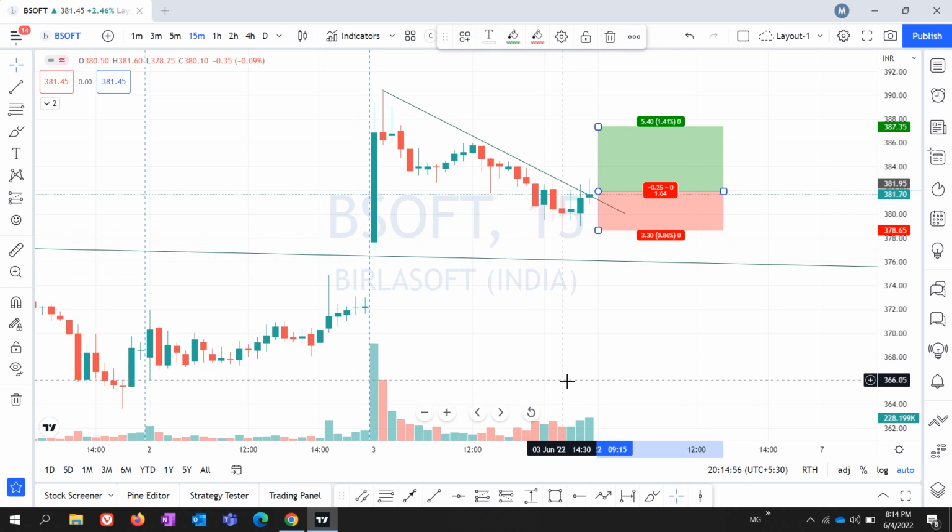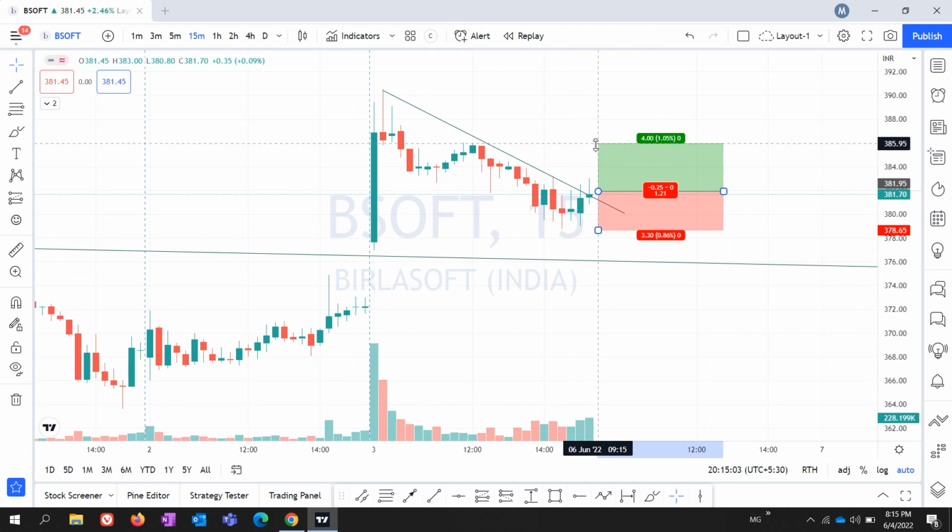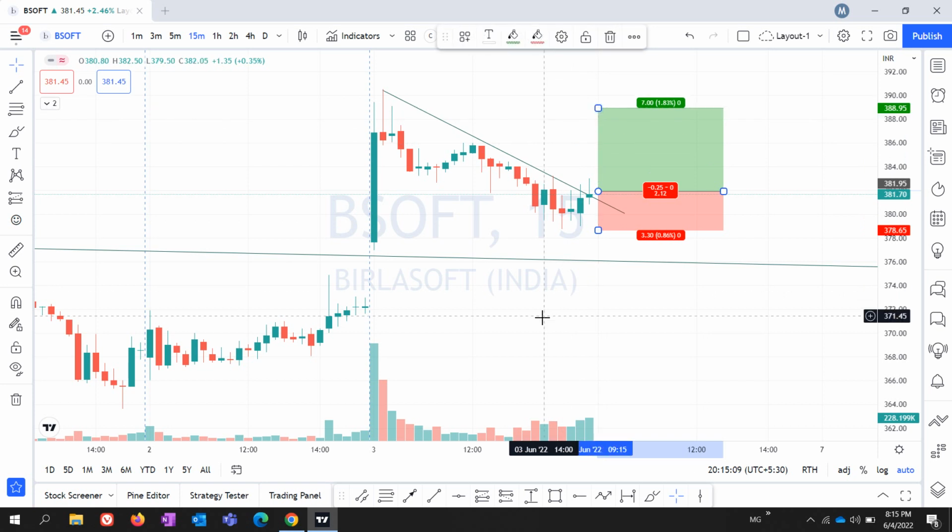Approximately, we are taking 4.5 rupees stop loss over here, and my first profit target will be 1:1 risk to reward ratio, 385.9 or 386 would be the profit target. Then you can pull it up till 1:2 risk to reward ratio.